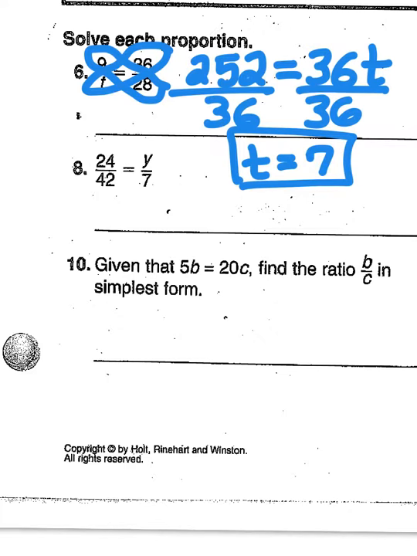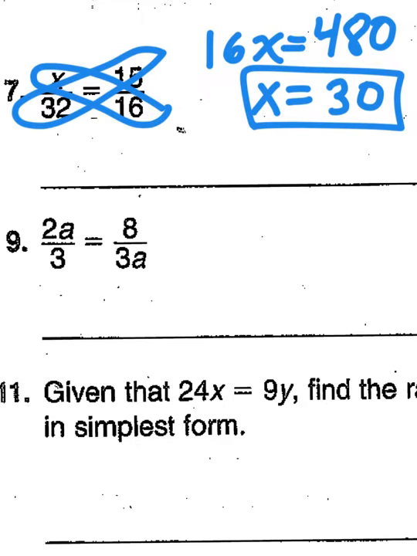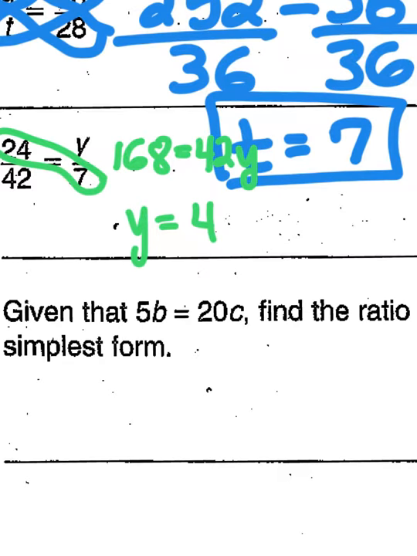Okay. So now, go ahead and try number 7 and number 8. Simple, just like number 6. Go ahead and try those two, please. So for number 7, x is equal to 30. Okay, now number 8. And for number 8, y is equal to 4.